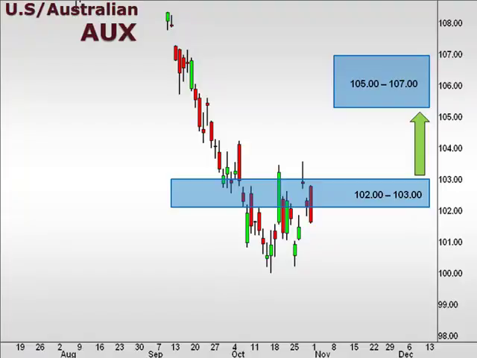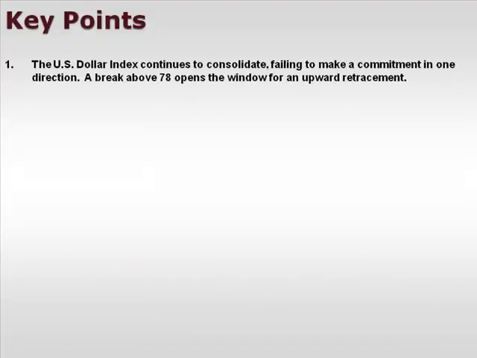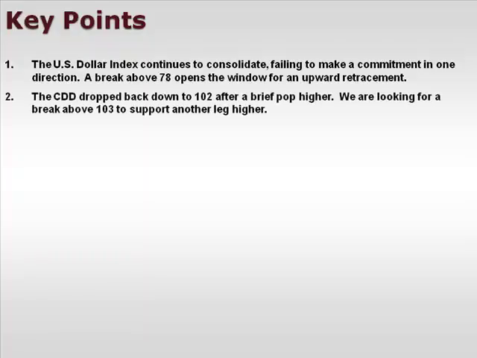Let's take a quick look at a few key points. First of all, the US dollar index continues to consolidate, failing to make a commitment in one direction or another. A break above 78 opens the window for an upward retracement. The CDD dropped back down to 102 after a brief pop higher. We are looking for a break above 103 to support another leg higher.